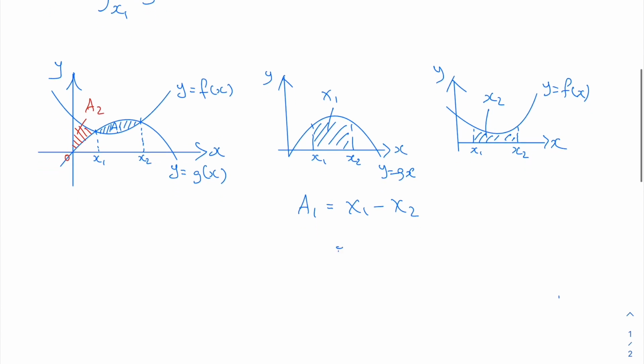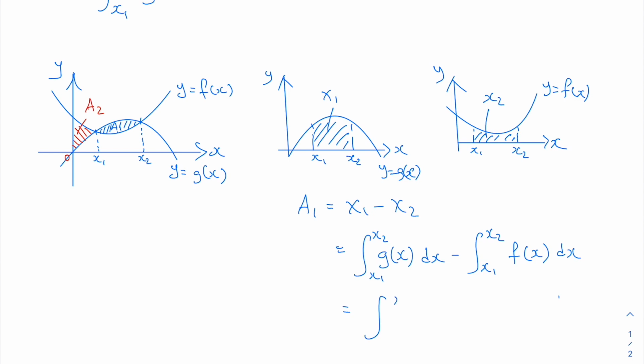So how do I put it down? I'm actually able to write it this way. The first function, integral of g(x) with respect to x over the limit x1 to x2, will give me the area of X1. Subtract, over the same limit, but integrating for f(x). And I can write this in a single integral.